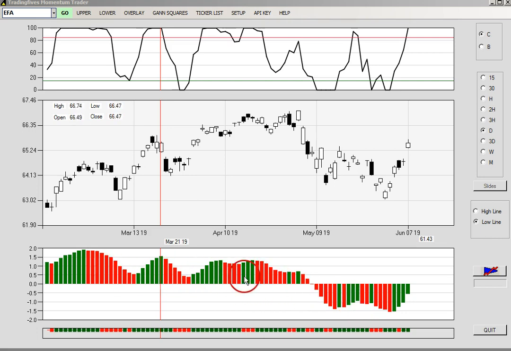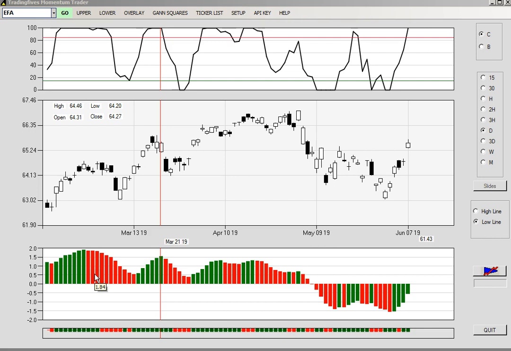So you can use the Awesome Oscillator as a quick trend reference. When it's above the zero line, conditions are generally bullish, and when it's below the zero line, conditions are generally bearish. Now, the Awesome Oscillator does not by itself provide trading signals, and I think this is an important concept.